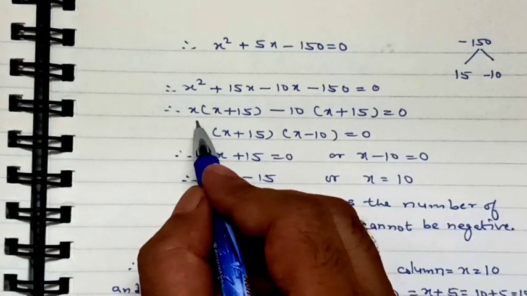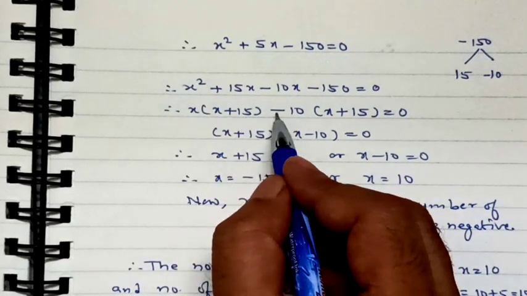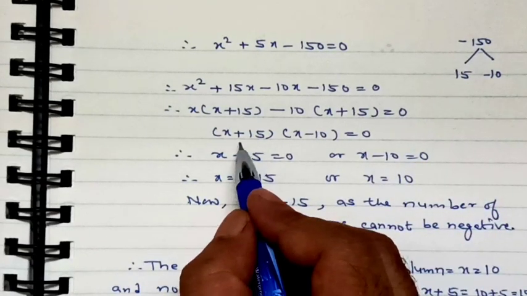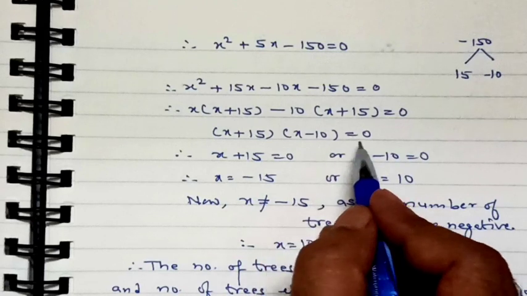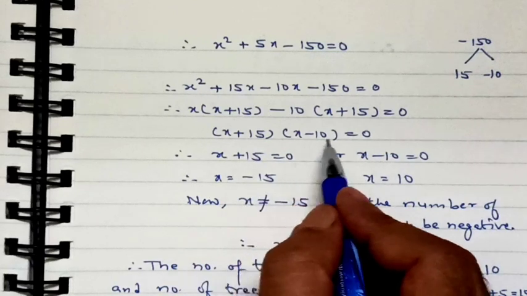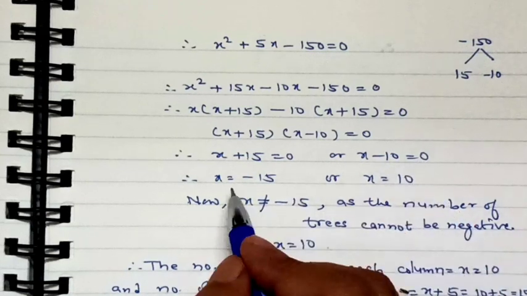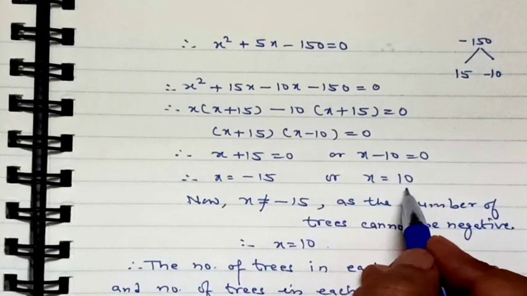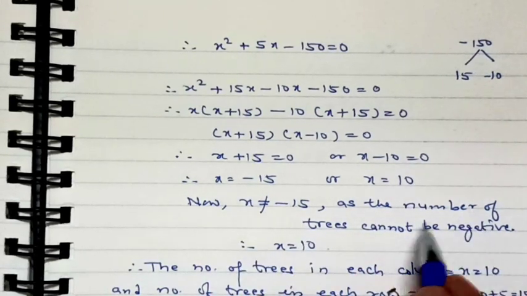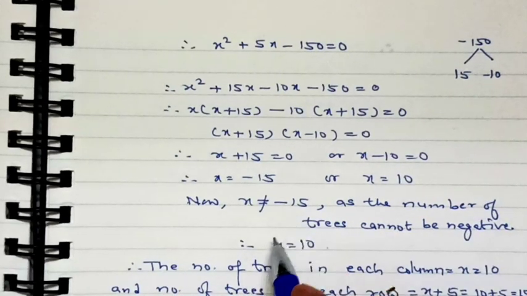As usual, take x common from the first two terms. So x into x plus 15, then minus 10 into x plus 15 is equal to 0. Therefore, x plus 15 into x minus 10 is equal to 0. Since the product is equal to 0, either x plus 15 is equal to 0 or x minus 10 is equal to 0. That will give you x is equal to minus 15 or x is equal to 10. Again, x cannot be minus 15 as the number of trees cannot be negative. Therefore, x is equal to 10.